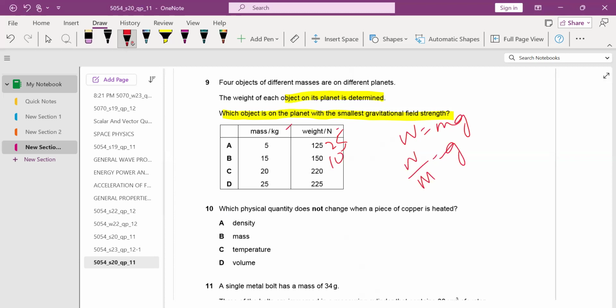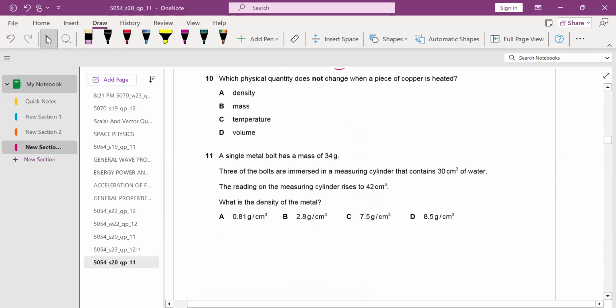Then 220 divided by 20 gives 11. Then 225 divided by 25 gives 9. So option D is correct for question number 9 because it gives the smallest gravitational field strength. Question number 10. Which physical property does not change when a piece of copper is heated? When a piece of copper is heated, the physical property that doesn't change is always mass. Mass never changes when something is heated.